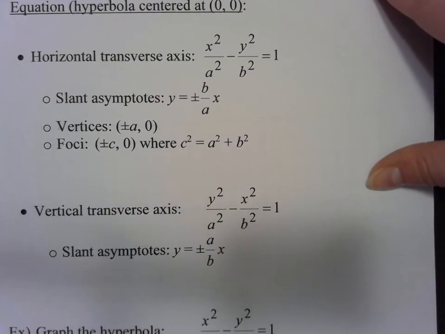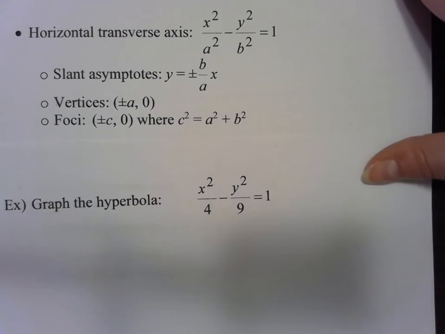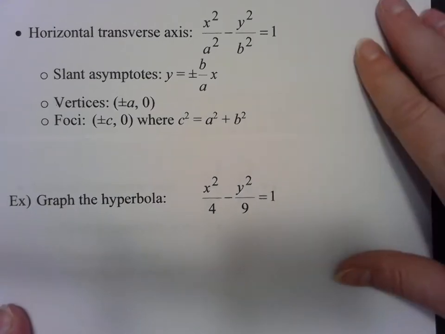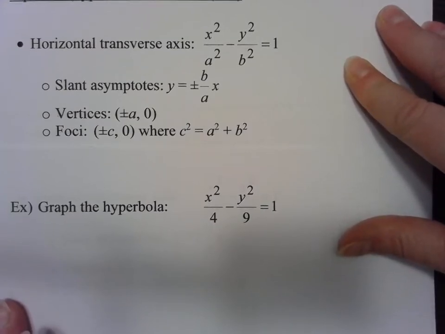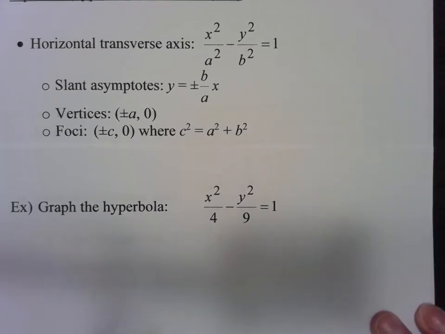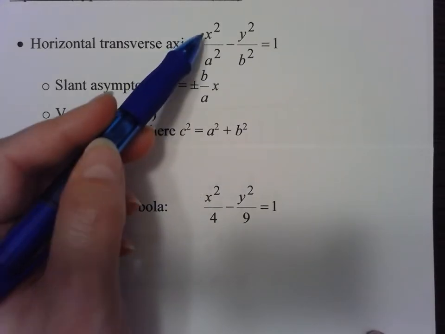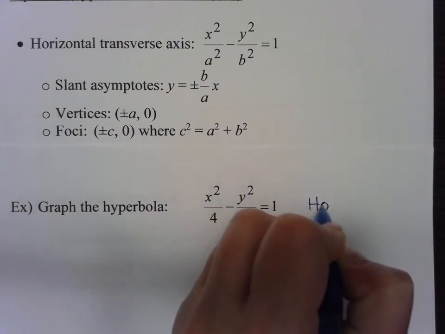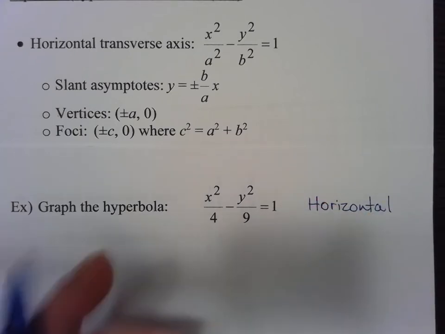I've got a whole lot more on the page here, so I'm going to go ahead and tell you this time that this one is horizontal. Remember, we just said this several times, but the way we can tell is what is listed first. Since the x is listed first, that's going to make this a horizontal parabola. I'm sorry, a horizontal hyperbola.